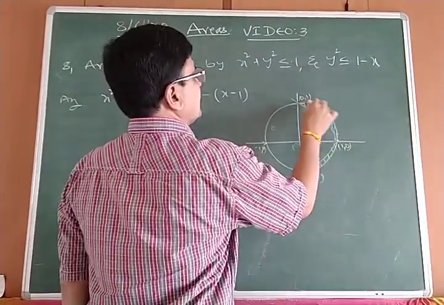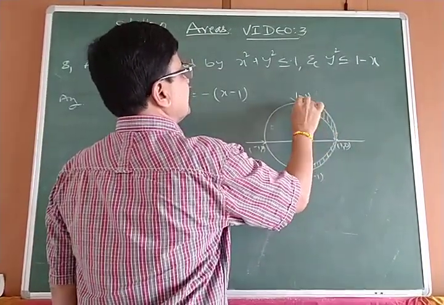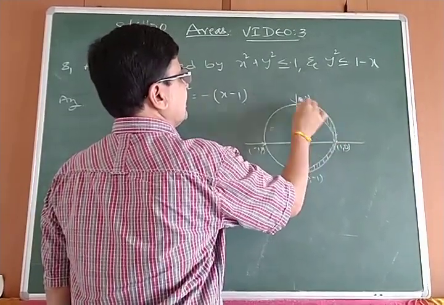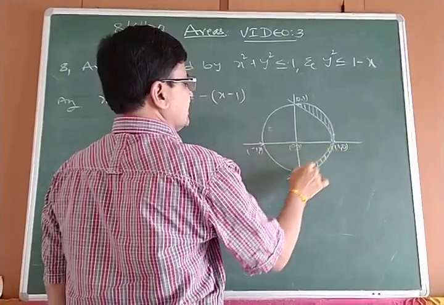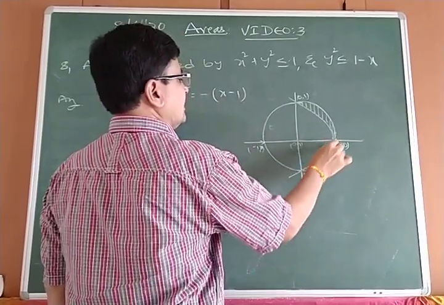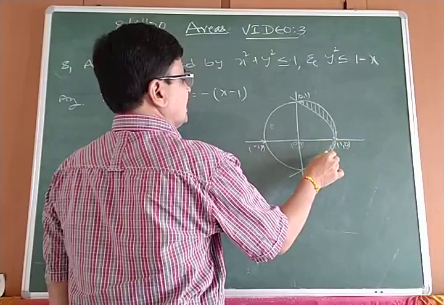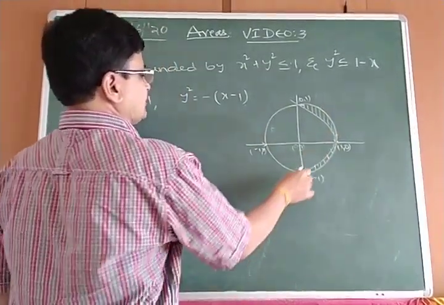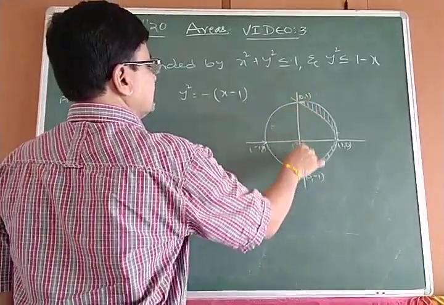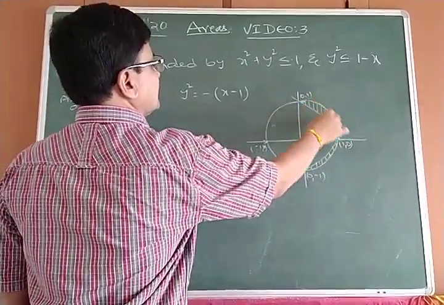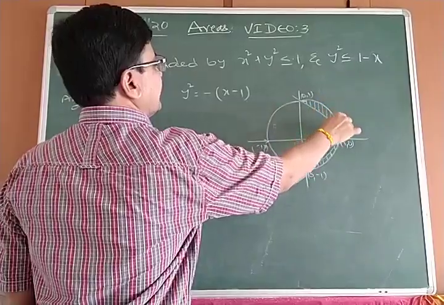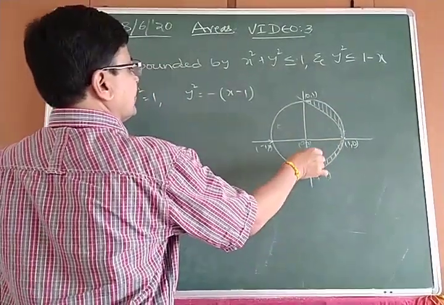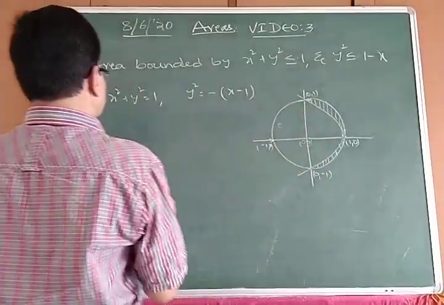So from the symmetry, this is the area bounded by the circle and the parabola, and this is the area bounded by the circle and the parabola. By the symmetry, these two areas are equal. So that's why we find that the area bounded by the circle and the parabola is the shaded area. This is the required area. So that's why we are taking the area on the y-axis.